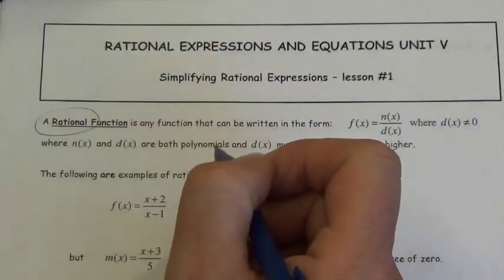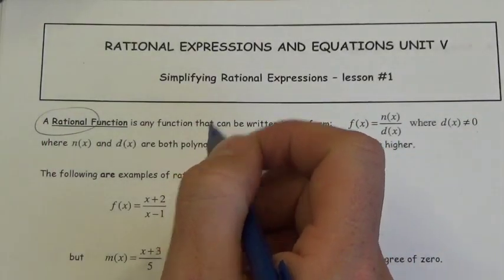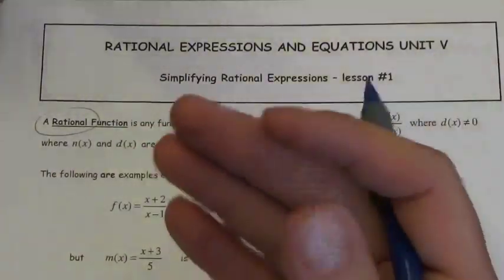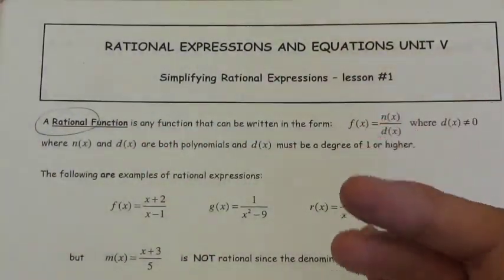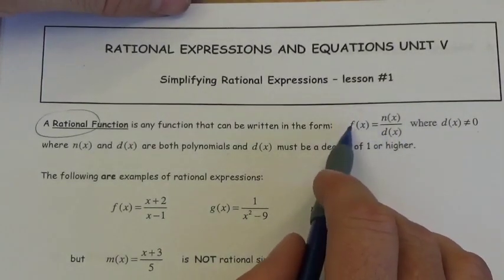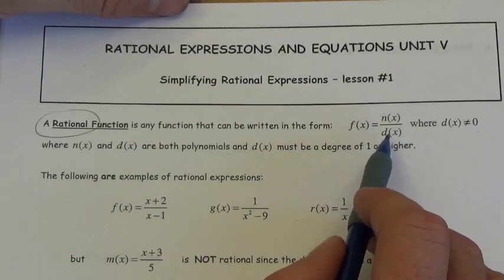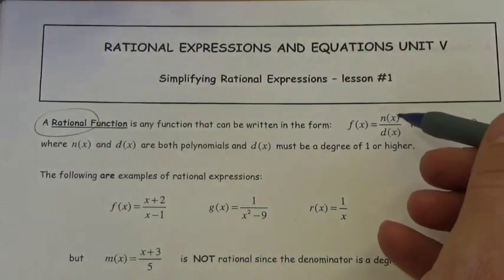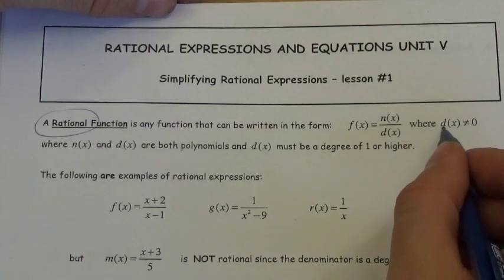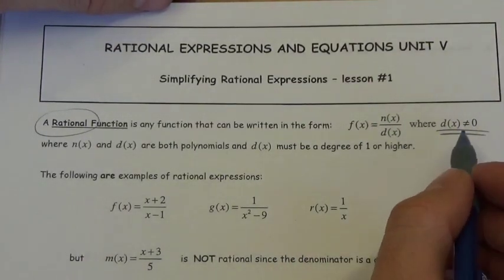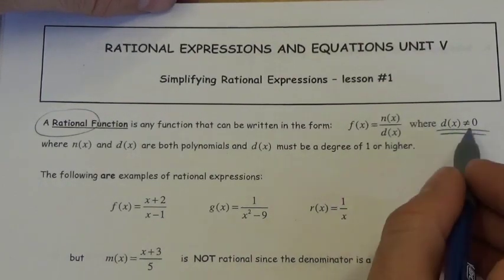Now, if you think back a couple years ago when we started talking about rational numbers, you know that a rational number is essentially, if I was going to just cut right to the chase, a fraction. Well, a rational function is a fraction. It's a fraction that can be written in the form of n of x divided by d of x. So, polynomial function divided by a polynomial function, with the stipulation that the denominator, that d of x, cannot be equivalent to 0. We're going to circle back around to that.